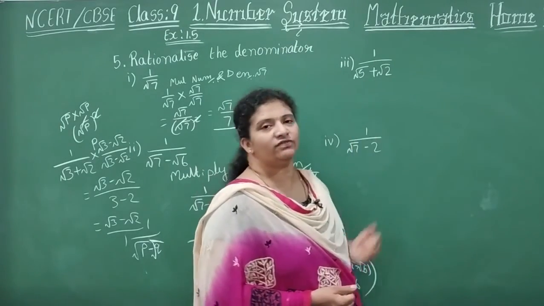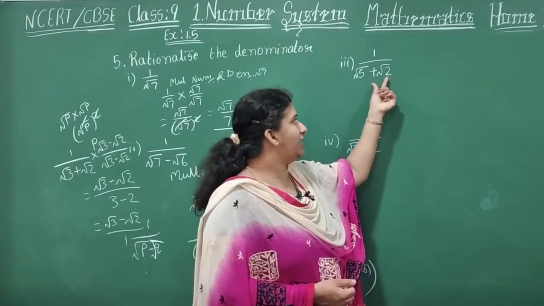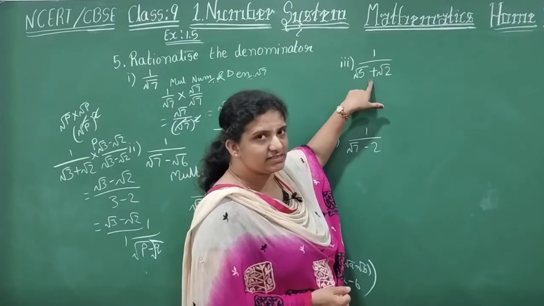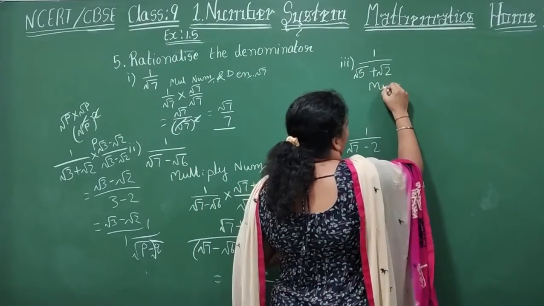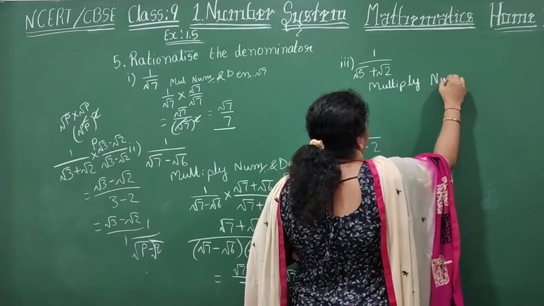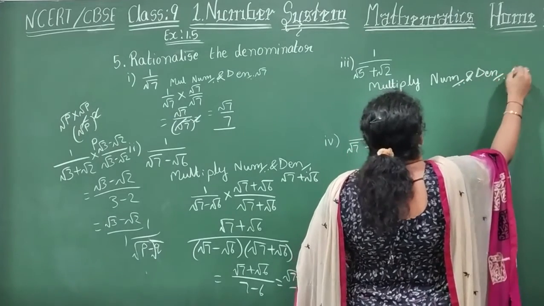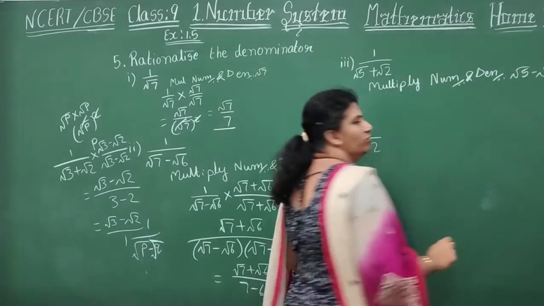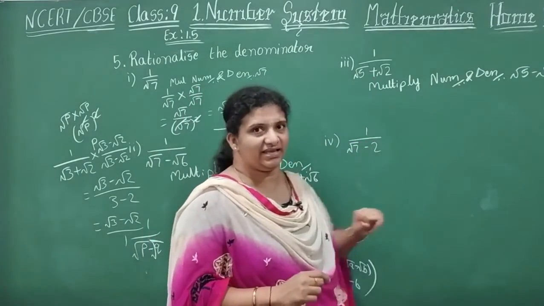What is the conjugate of the denominator, children, here? Root 5 plus root 2 there. So it is a binomial surd. So what is its conjugate? Minus there, where plus is in your denominator. You need to multiply numerator and also denominator by root 5 minus root 2. So observe here, children, plus there you need to multiply with minus there.